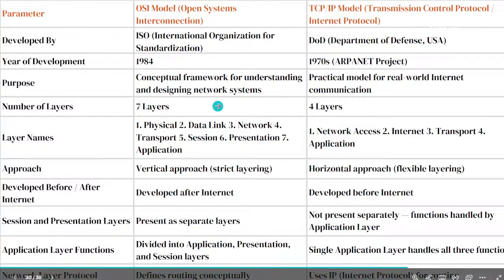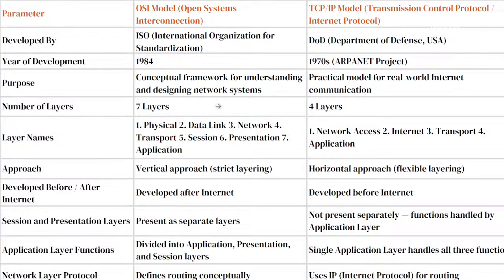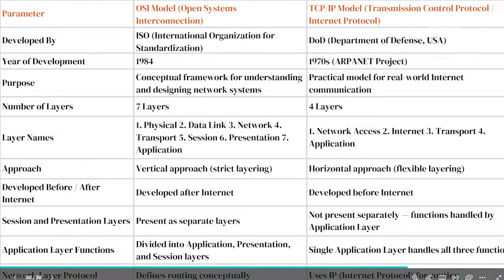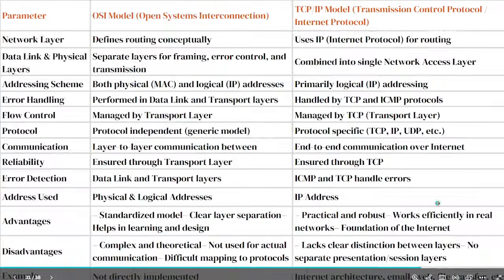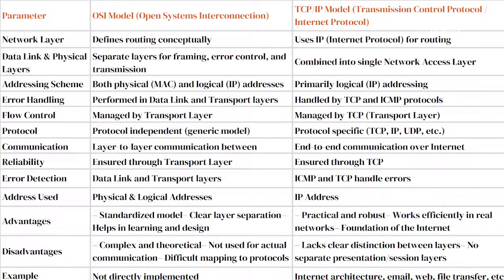Then, the network layer protocol defines routing conceptually, and here it uses internet protocol for routing. Then we can say the data link and physical layer: here there is a separate layer for framing, error control and transmission. Here it is again a single layer, right? It means the network access layer is only doing the work of framing, error control and transmission.